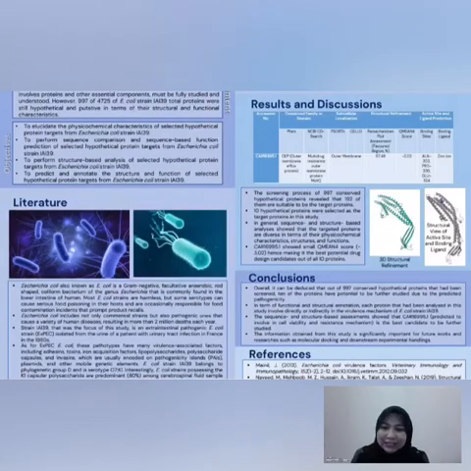As for results and discussions, the screening process of 997 conserved hypothetical proteins revealed that 192 of them are suitable to be the target proteins. 10 hypothetical proteins were selected as the target proteins in this study. In general, sequence and structure-based analysis showed that the targeted proteins are diverse in terms of their physicochemical characteristics, structures, and functions.